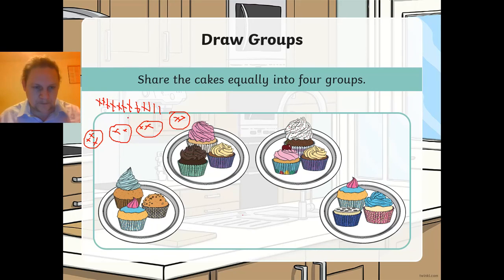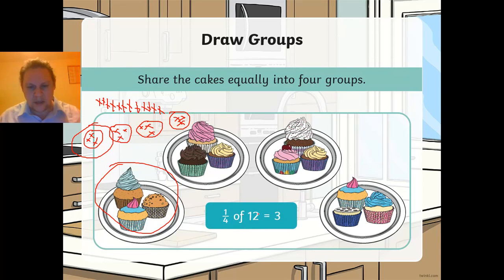And our last 4. Just like they shared the cakes between the plates, I've shared my 12 lines into 4 groups. I can see how many are in each group, just like we've got with our cupcakes here. So that's what you can do in your books to work these out. So 1/4 of 12 is 3.